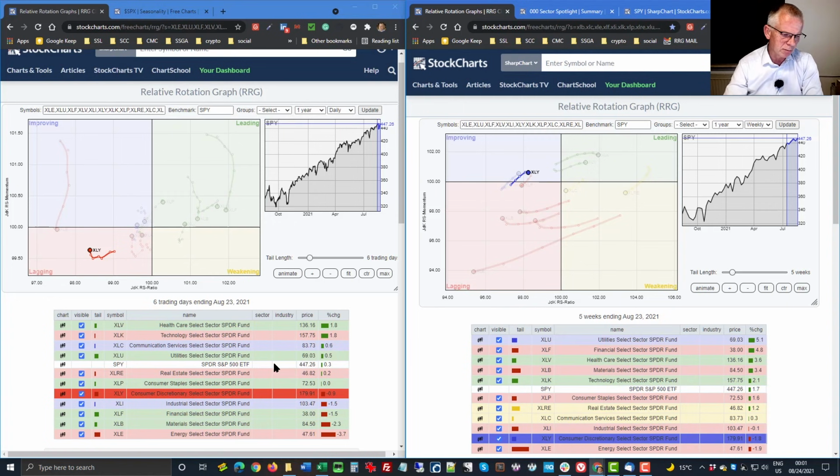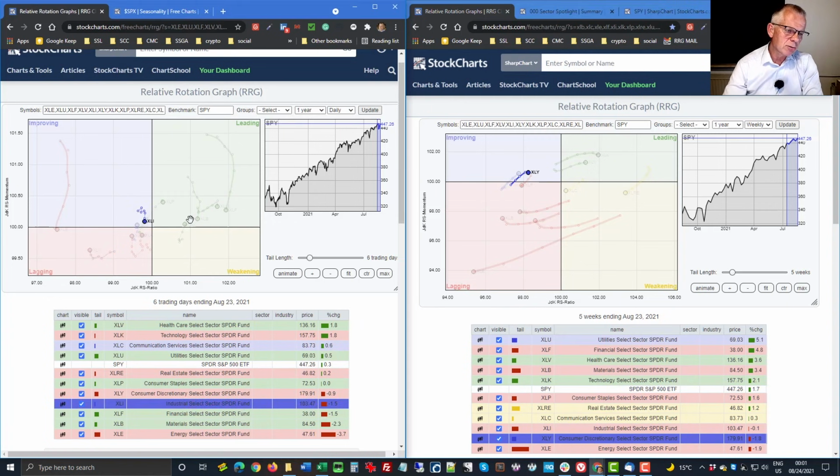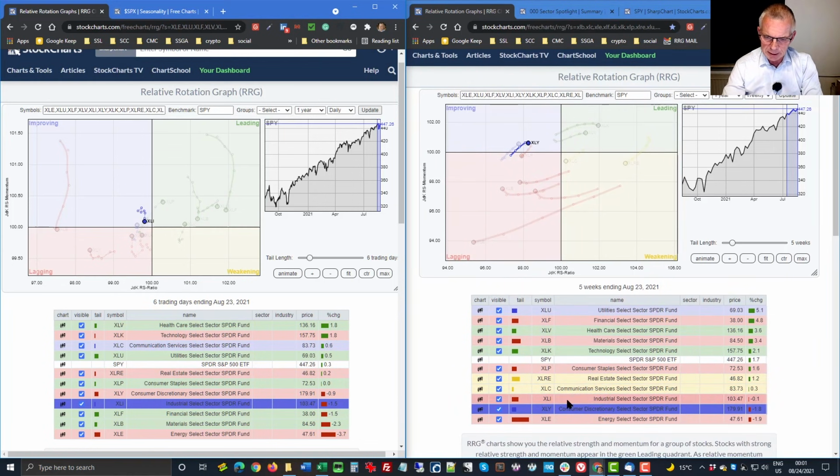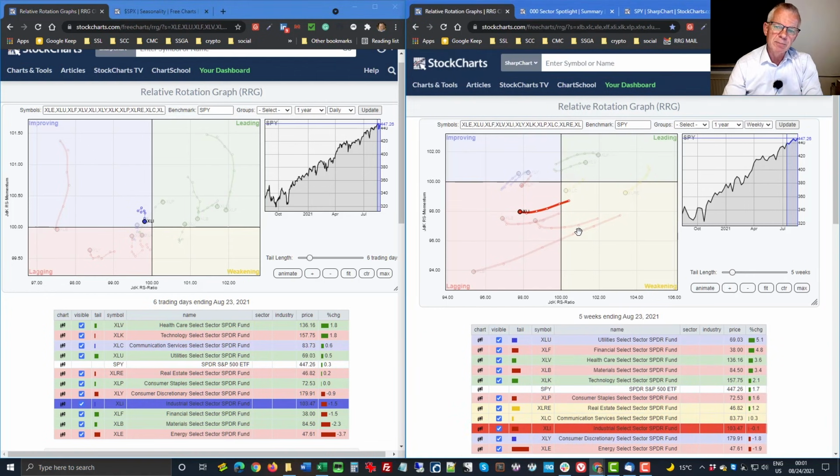I don't like discretionary at the moment. We've got industrials rolling over, inside improving on the daily RRG. And if we look at where industrials is here, it's moving rapidly into the lagging quadrant. So the daily is starting to align with the weekly. That's not a good sign for the industrial sector.